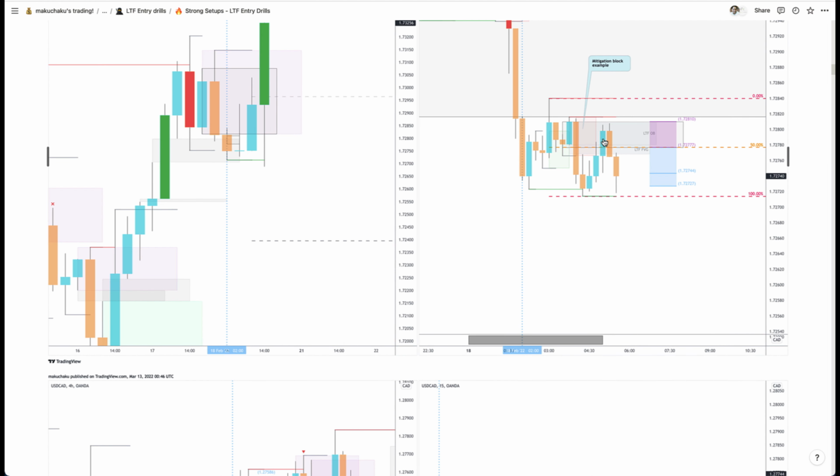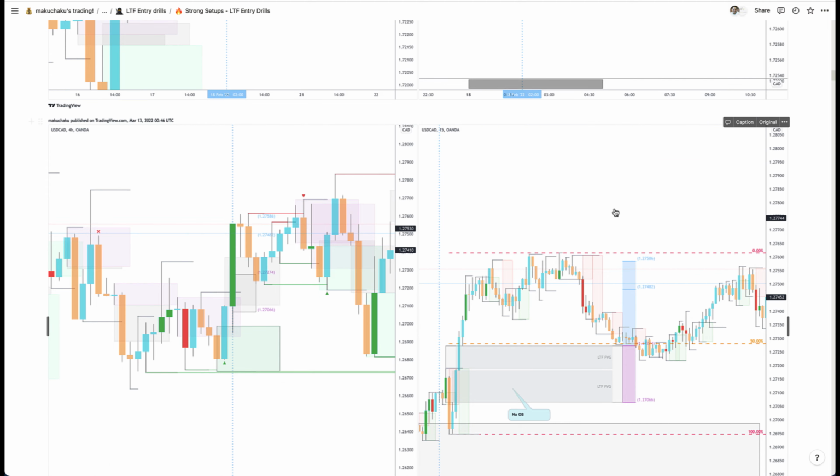Same thing. After breakup structure, there was an order block and fair value gap. Price came and rejected, gave a 1.5 hour win.